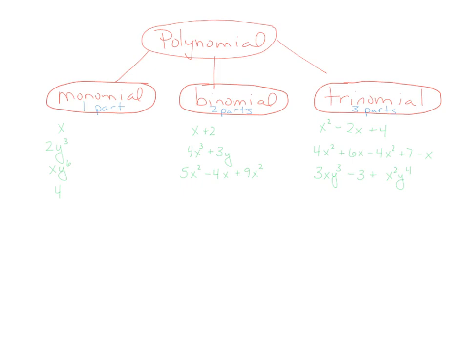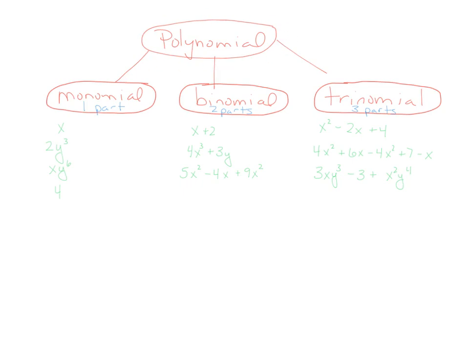So I drew this picture here. Go ahead and take a second and draw it. Polynomial is like the big overall idea, okay? And then you break into the three categories. You have a monomial, a binomial, which is a two-parter, or a trinomial, which is a three-parter. We just talked about that. Poly, again, just means many.